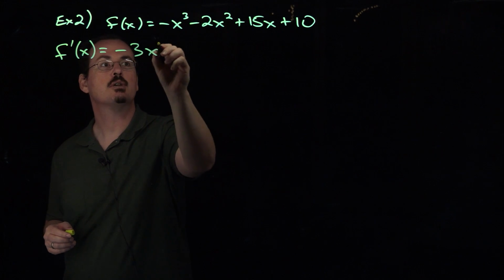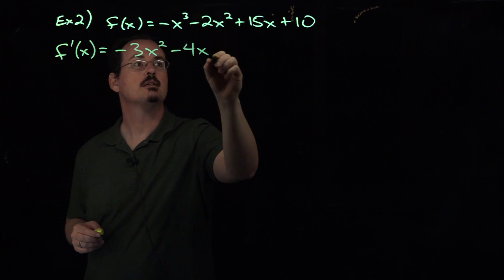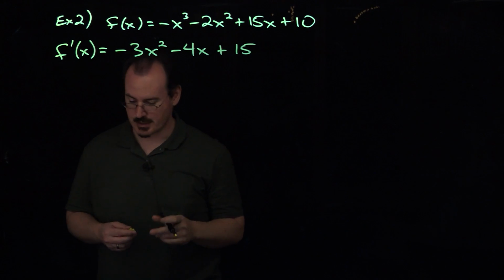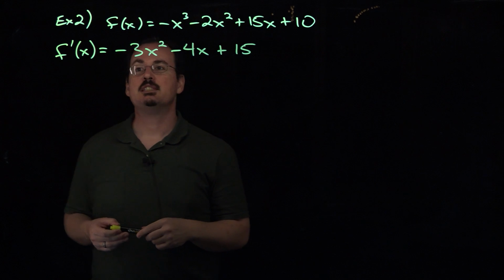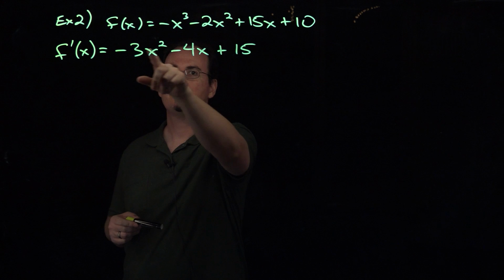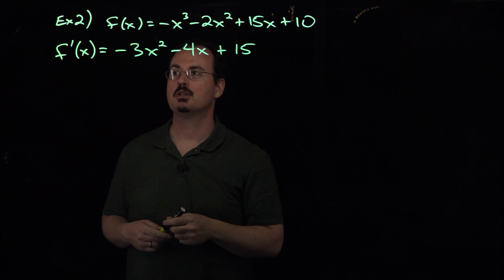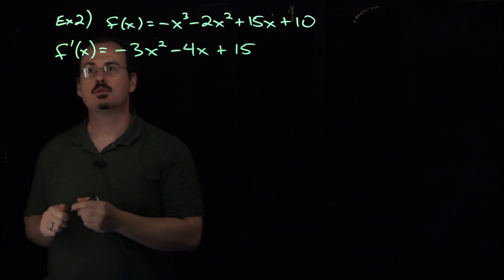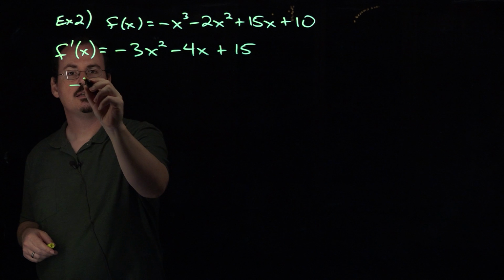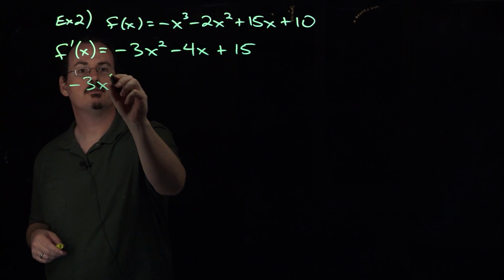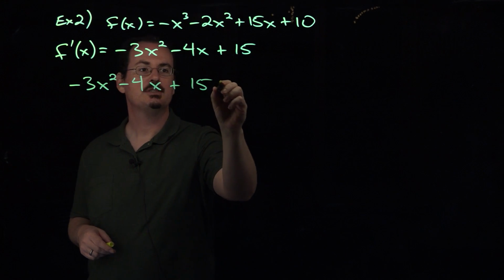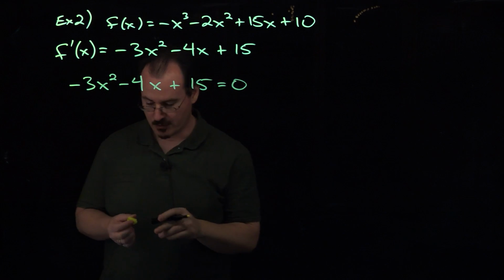So we get minus 3x squared minus 4x plus 15. And to find these critical numbers, there's two kinds of critical numbers. There's the kind where the derivative is equal to 0, and then there's the other kind where the derivative doesn't exist. This derivative is a polynomial. It is defined for all real numbers, so it will always exist. So we're not going to have that kind of critical number. But we will probably have the other kind, which occurs when the derivative is 0. So the way we find that one is we take the derivative and we set it equal to 0, and then we solve the resulting equation.